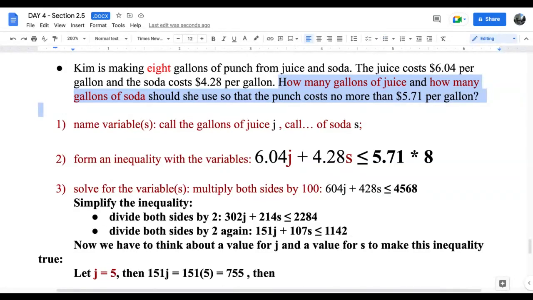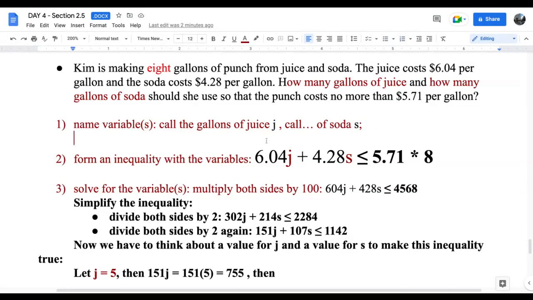Again, first step, always name the variable. Because this is asking for how many gallons of juice and how many gallons of soda, we're going to call the number of gallons of juice J, and the number of gallons of soda S. So J represents how many gallons of juice, and S represents how many gallons of soda. So you see, how we name the variable depends on the question.